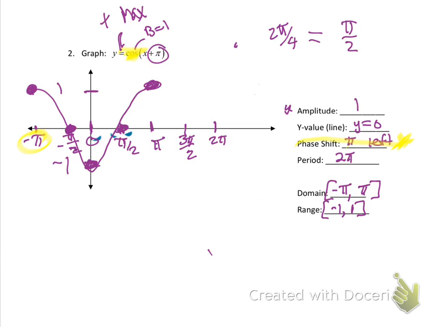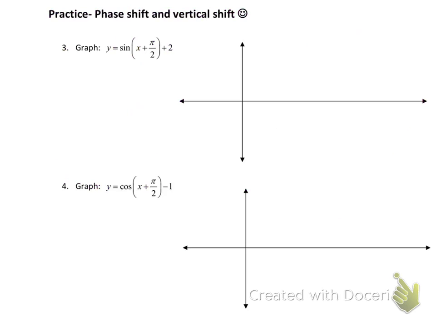Okay, sorry about that. Let's go to the next one here. So on this page, I'm going to do the first one, and then I just want you guys to do the next 2. Okay? You don't have to label everything, but you need to at least have it on your graph. So here, your amplitude is 1. Your line is 2, right? So this is y equals 2. So I'm going to go 1, 2. I'm going to draw a line at y equals 2.